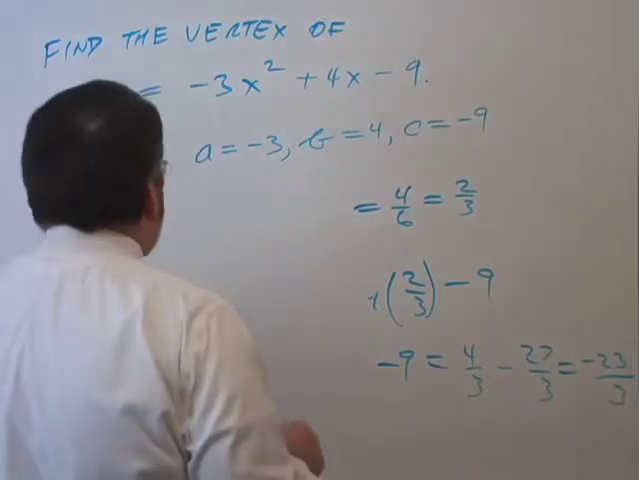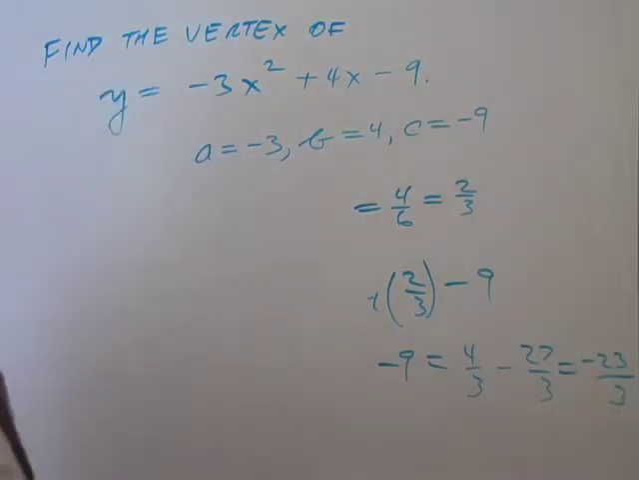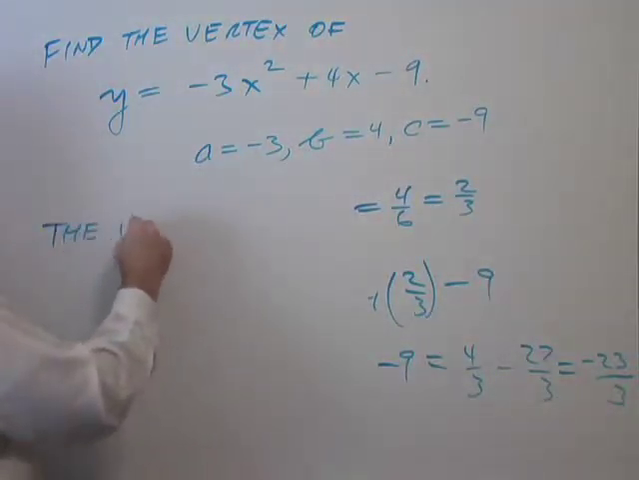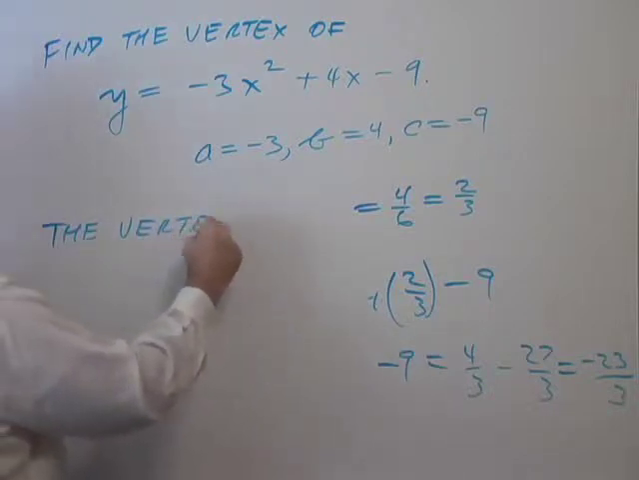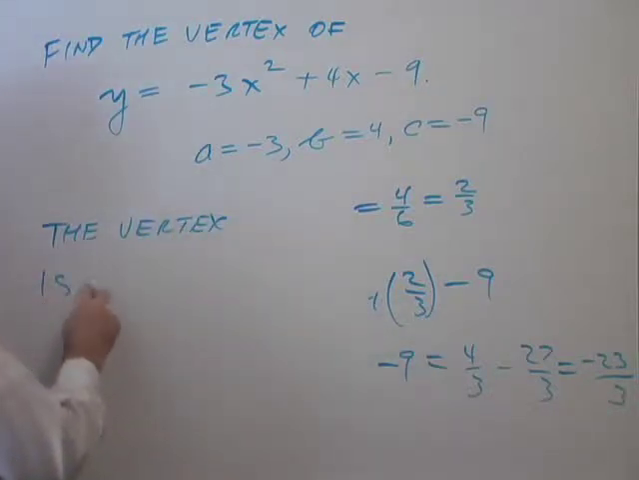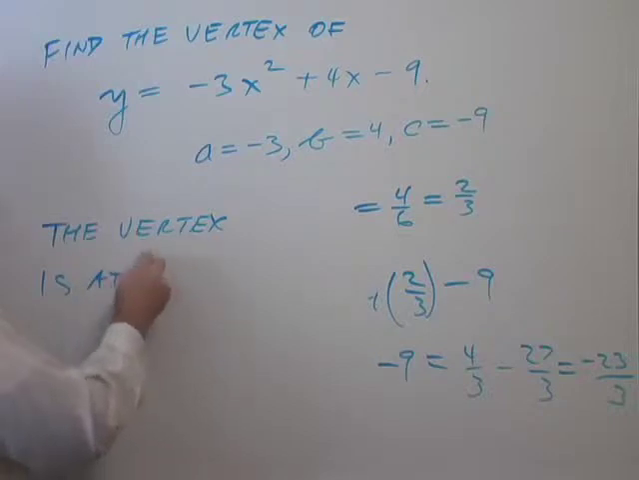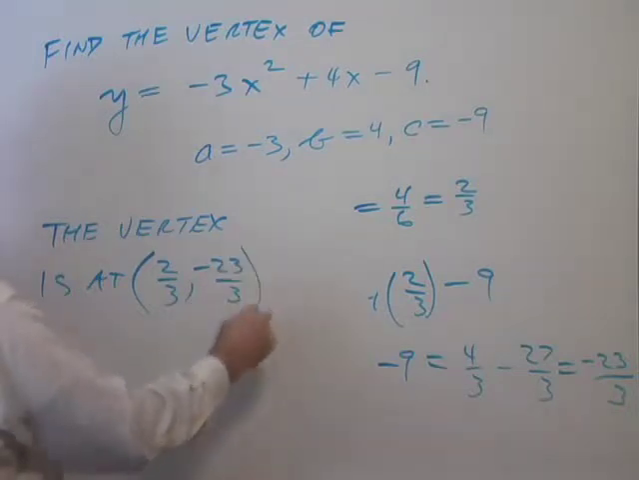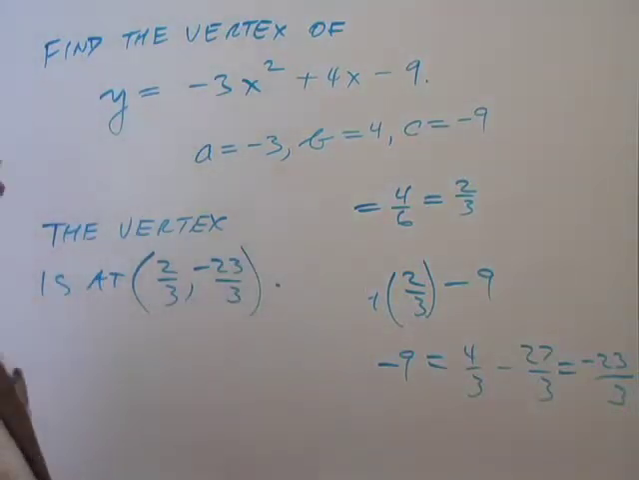And I like you to communicate in plain English. So if I ask you where the vertex is, please tell me. Don't grunt it to me. Don't just put 2/3, negative 23/3. Put the vertex is at, and this will be the point where x was 2/3 and the y value was negative 23/3. There we go. So there it is.